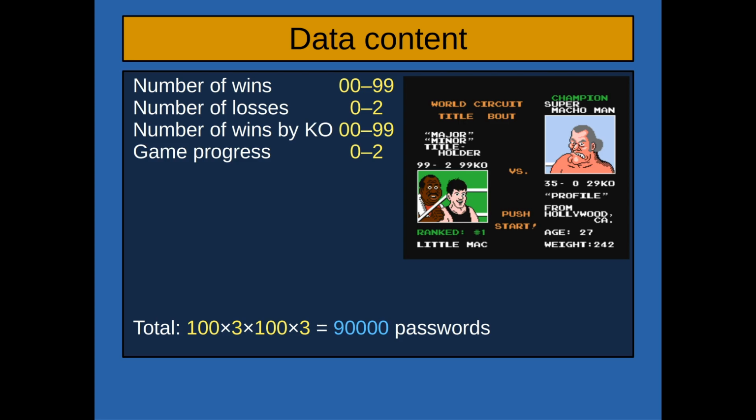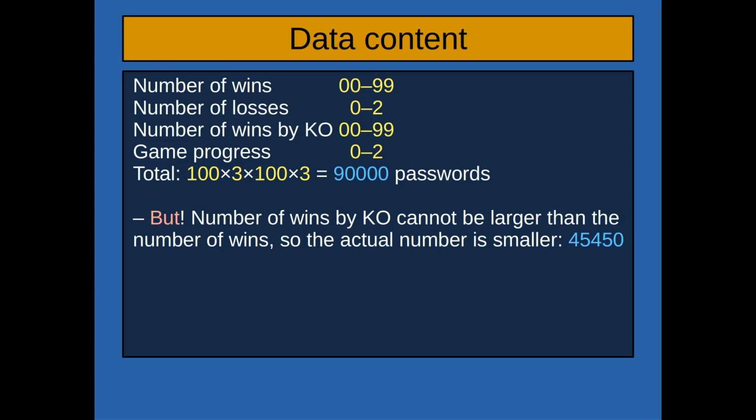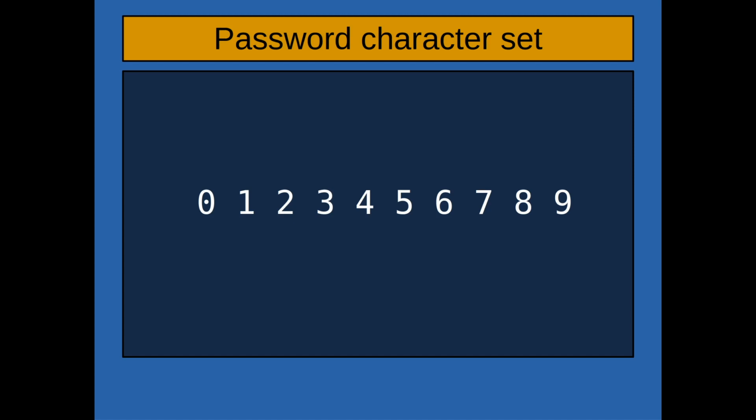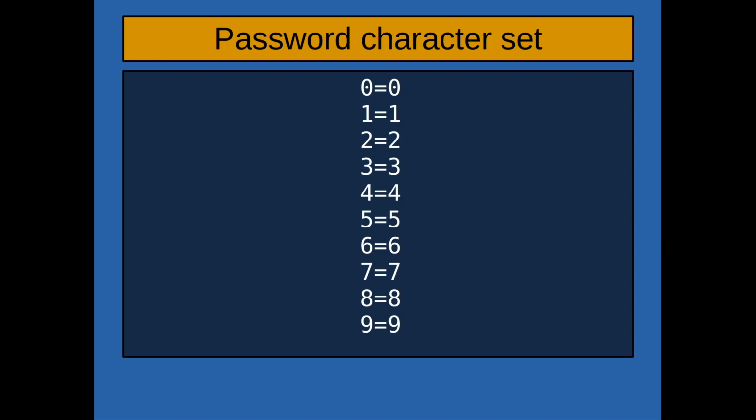However, there are limitations. The number of wins by KO cannot be larger than the number of wins. This makes the number of passwords about half of that. Except, there's a bug in the game that makes the number slightly larger. We will explore the bug later in this video. In reality, the number is even larger. First things first, the password is made of base 10 digits. Computers deal with numbers. One would assume that 0 means 0, 1 means 1, and so on, right? Wrong. The meaning of the digits depends on the position.